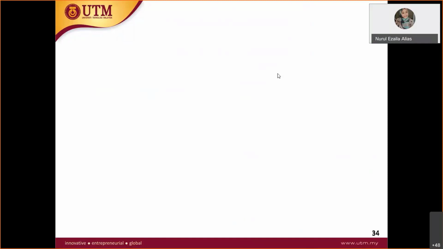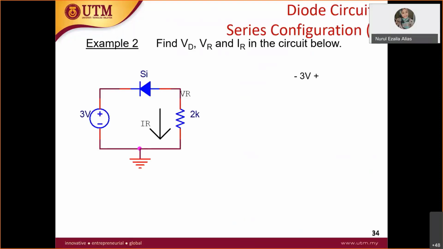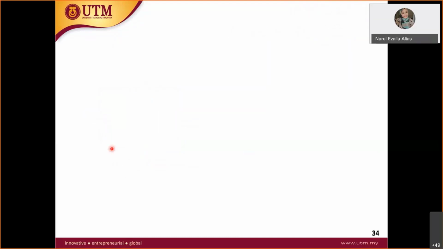Let's take a look at example 2. This circuit is given for example 2. Now you need to define, first, whether this diode is forward bias or reverse bias. So let's do it together. I need to redraw the circuit again.